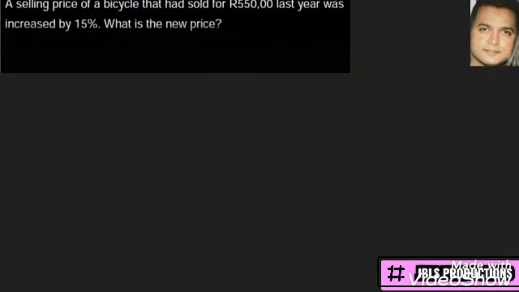The selling price of a bicycle that had sold for 550 last year was increased by 15%. What is the new price? So there are two approaches here. Firstly, we can find the 15% of 550 and add it on. So the first step or approach would be 15% times 550, which will give us 82 rand 5.